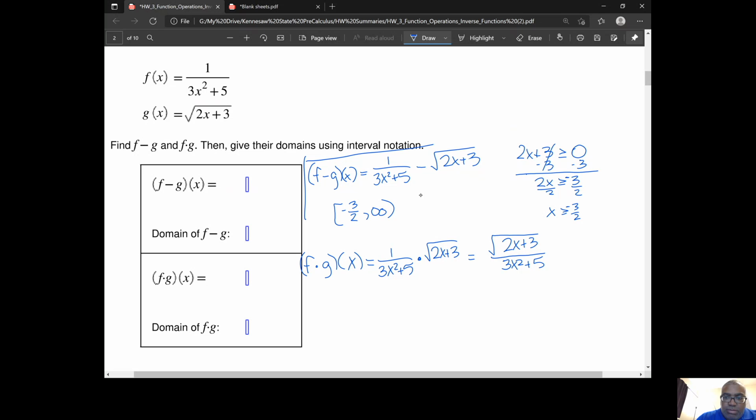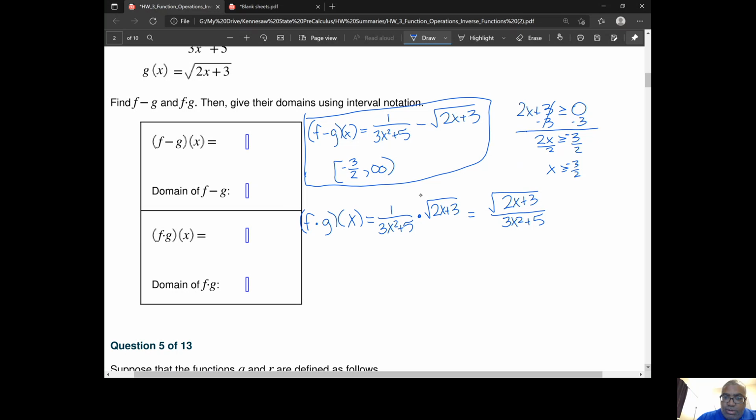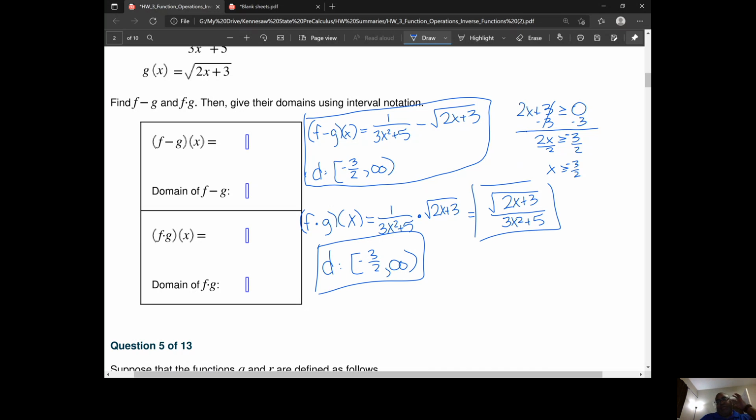All right, and all that is my answer for the top. For the bottom one, again, the denominator has no restrictions, so we're only restricted by the top, which is the same work we did there. So our domain is negative 3/2 to infinity. Same thing. So thankfully, this problem had it where this work applied to both parts.